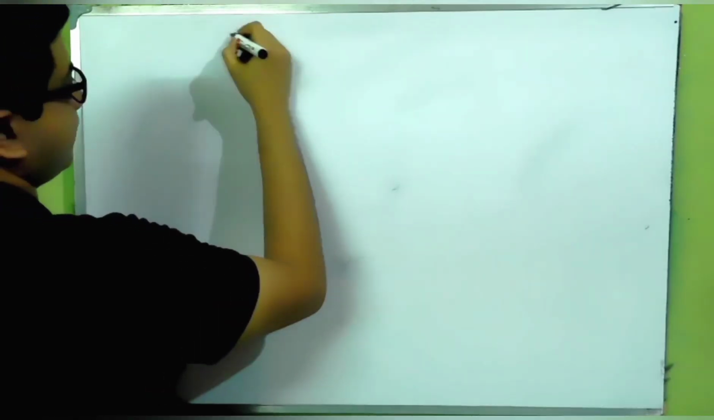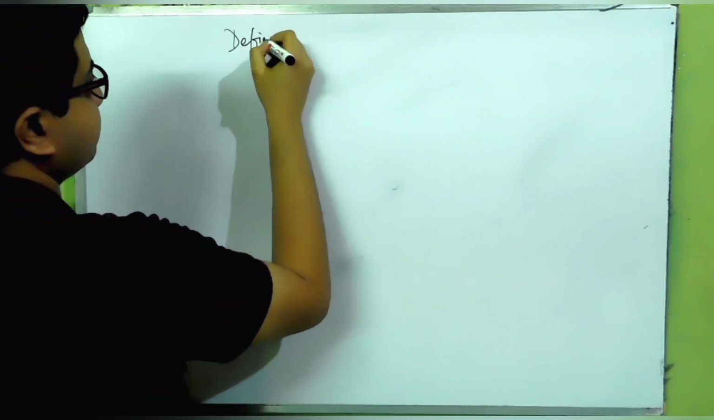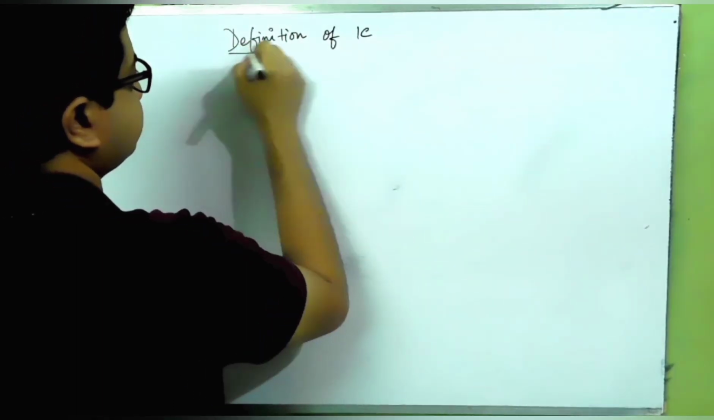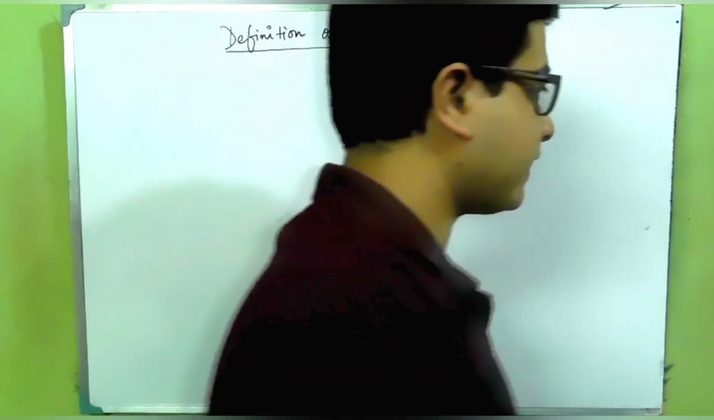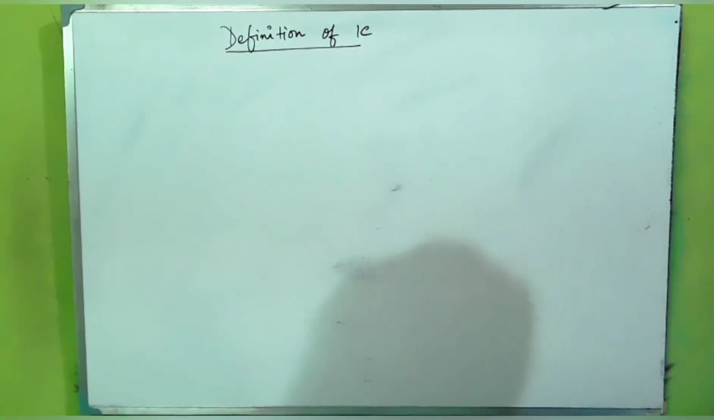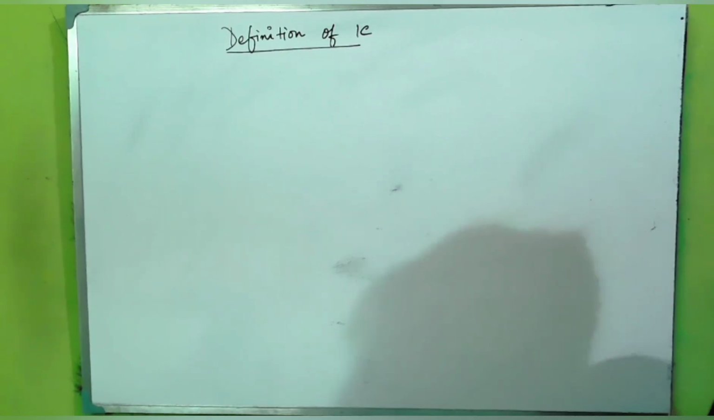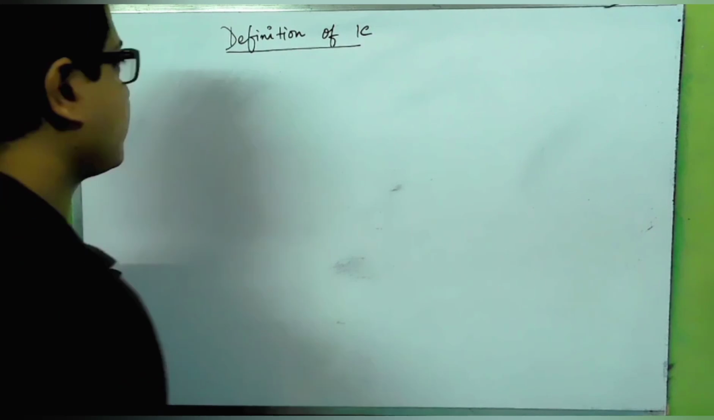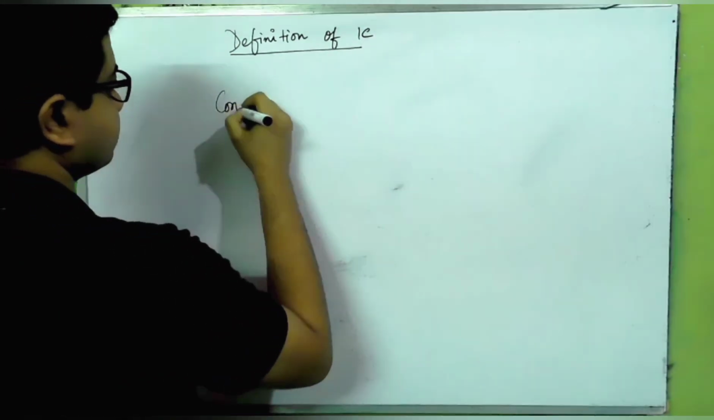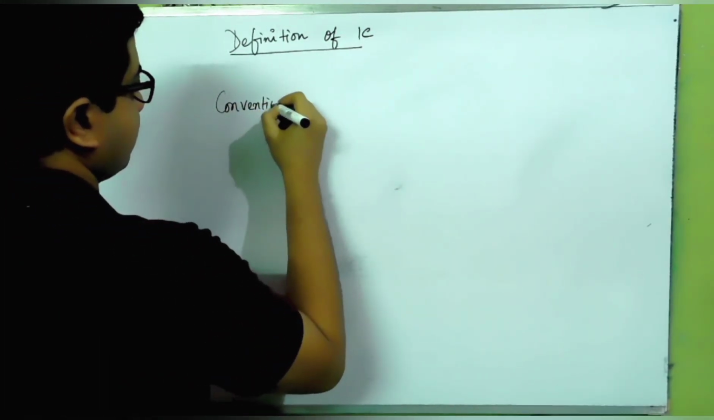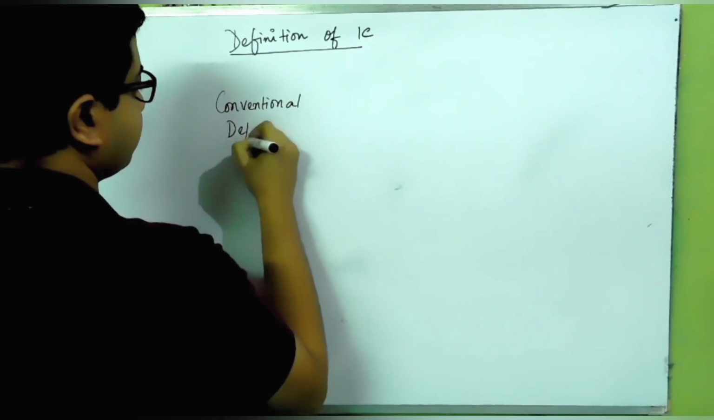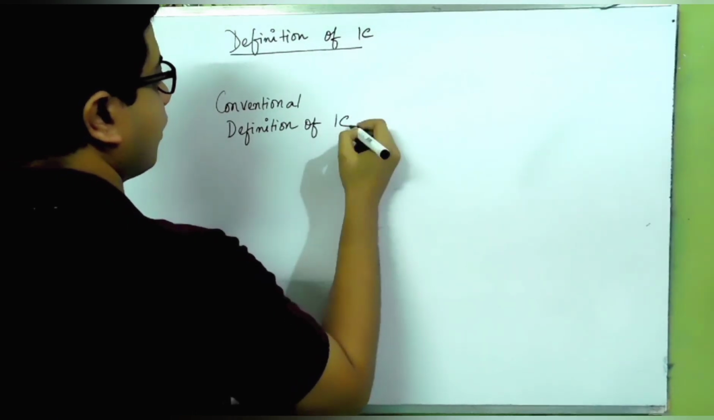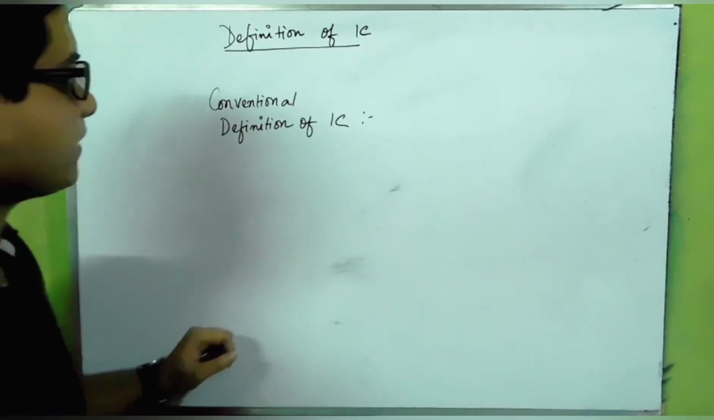First, the definition of 1 Coulomb. There are 2 approaches to defining Coulomb. Number 1 is the more conventional approach, and number 2 is the derived approach. First of all, I am going to write the conventional definition of 1 Coulomb.